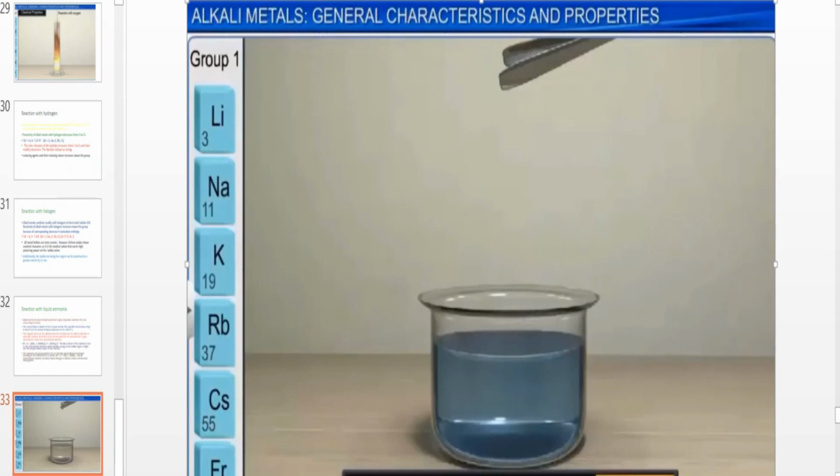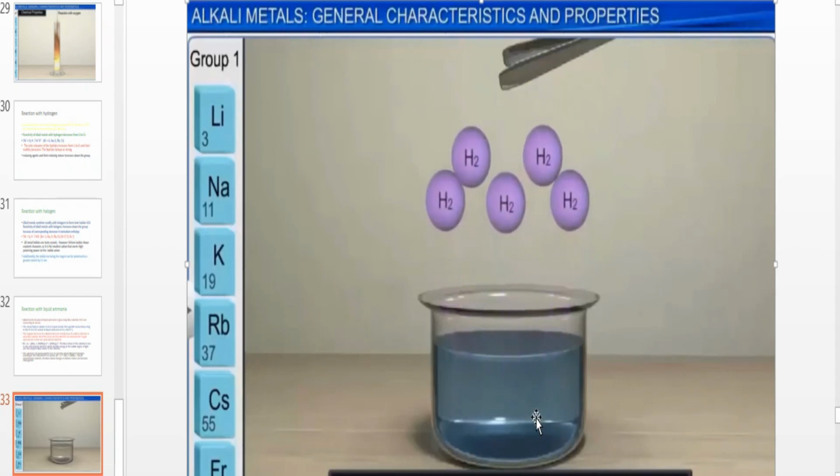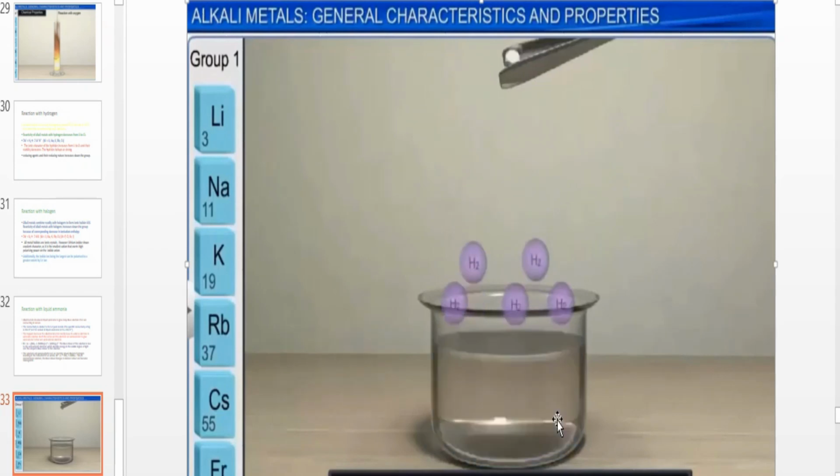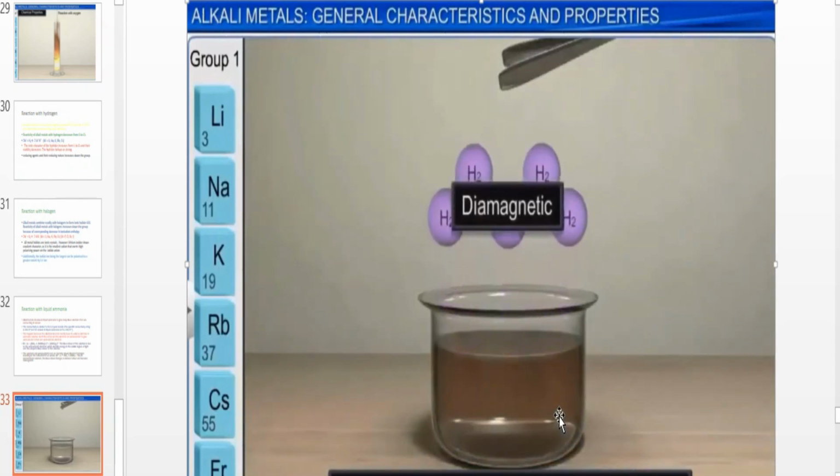this solution is kept aside for few hours. What happens, the blue color, it is paramagnetic in nature. Okay, as this solution is kept aside for few hours, half molecule of hydrogen is liberated, and you could see the color change also. Okay, the color is changed into brown color. Okay, and the magnetic property is it is diamagnetic.